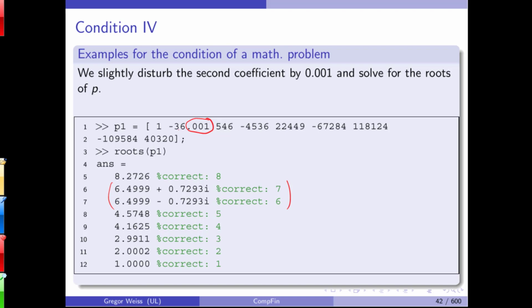Does anyone know how to circumvent the problem? A very, very nice trick from numerical analysis. It doesn't completely solve the problem, but it is a good way.